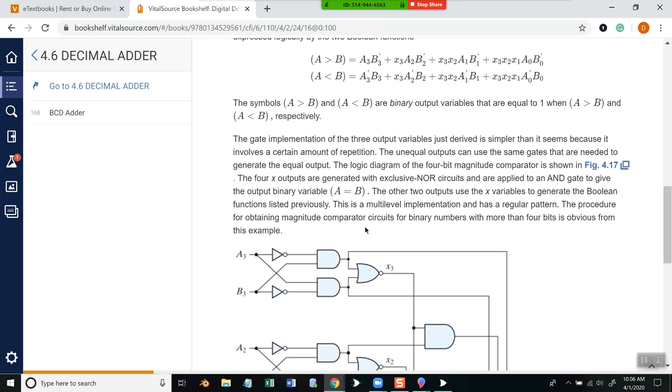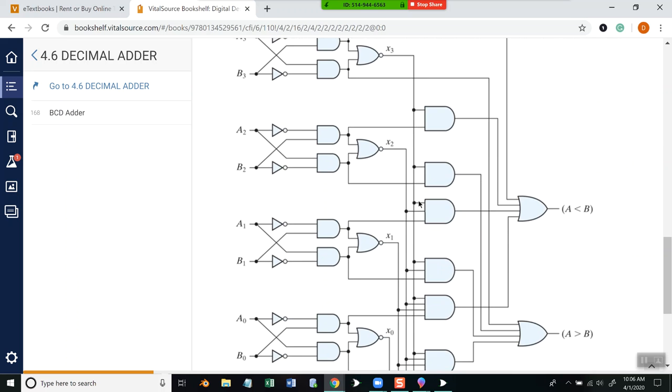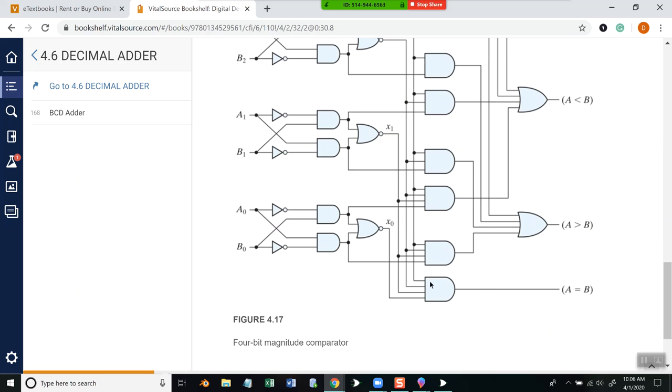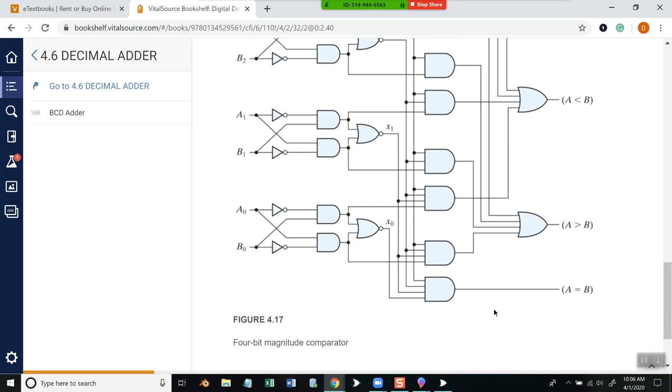And then A is equal to B is just the ANDing of these. So A is equal to B is down here, and we have 4 inputs coming in here: x0, x1, x2, and x3. And then again, this gives you your 1 or 0. It gives you voltage, but that indicates whether they're equal or not.